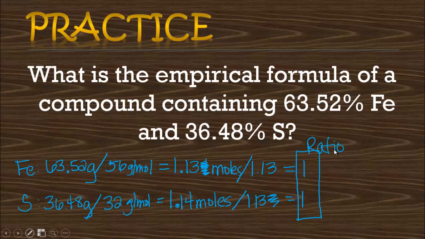And from the ratio, then we can get the formula. So it's saying I have 1 Fe and I have 1 S.